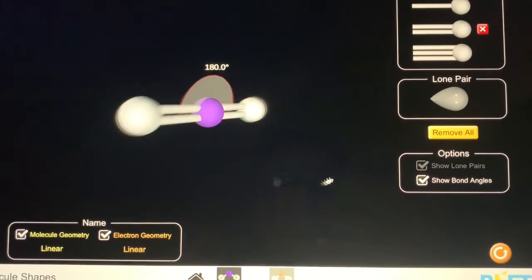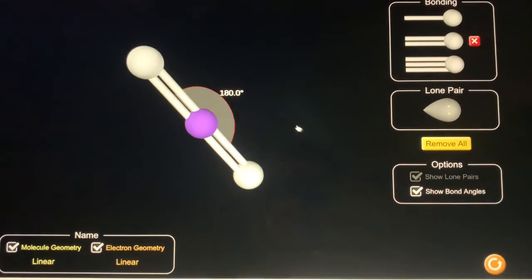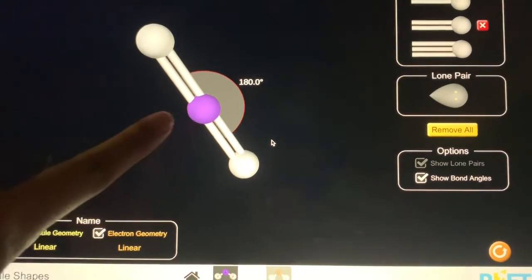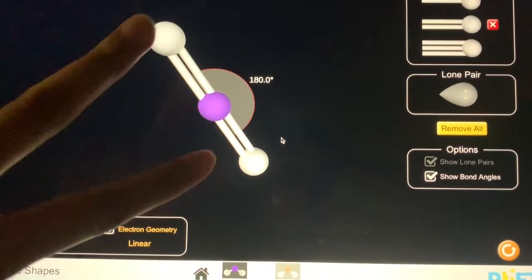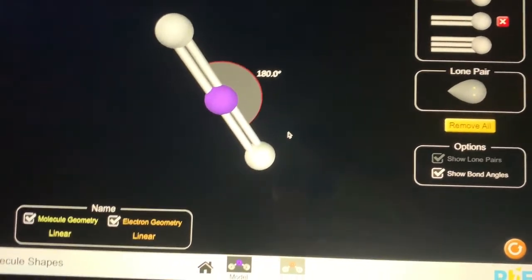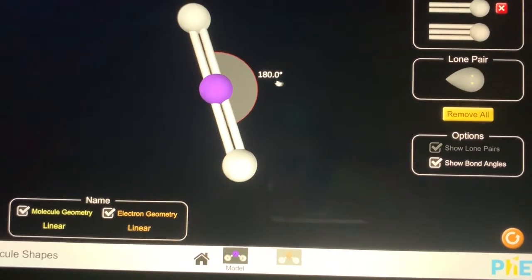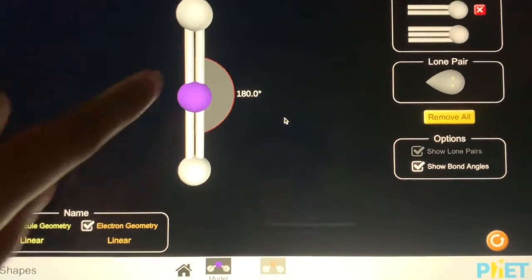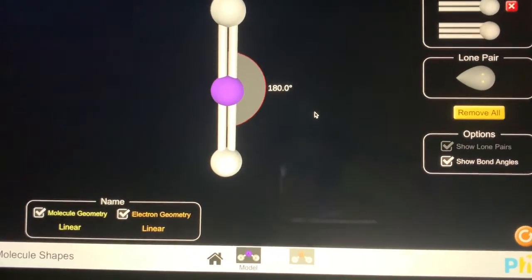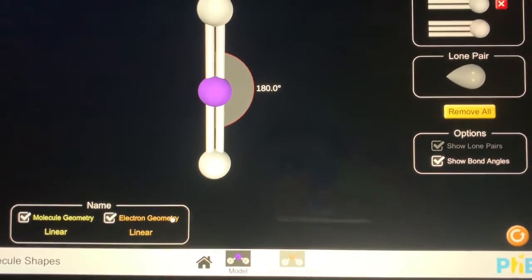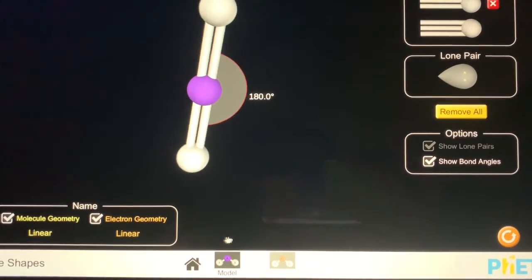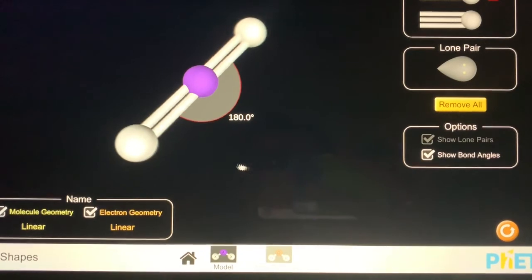Okay, so here's an online version of a 3D model of our molecule. In the middle would be the carbon, and then on the outsides are the sulfur atoms. And you can see that there's a 180-degree ideal bond angle, and the molecular geometry and electron geometry are both linear due to the fact there are no lone pairs on carbon.